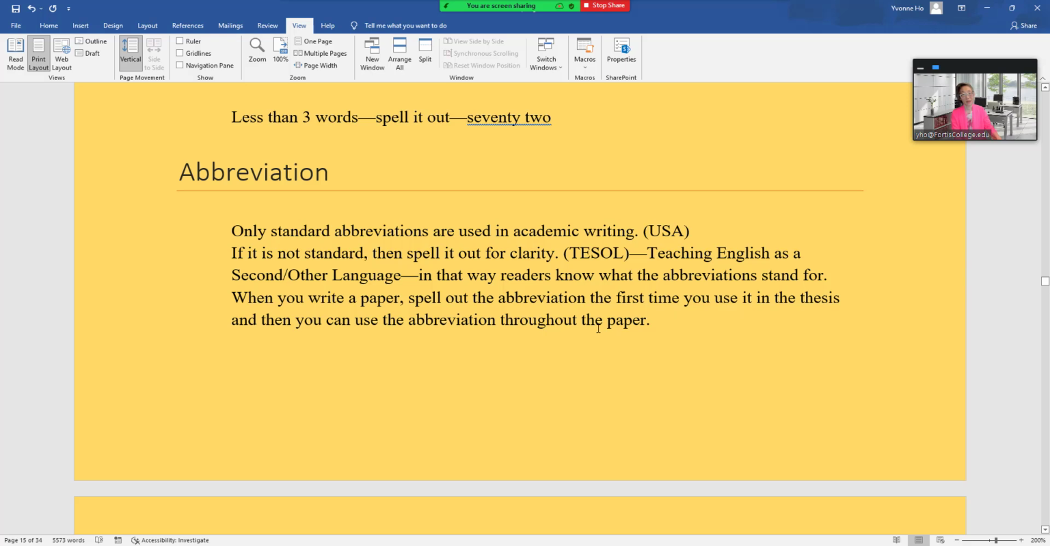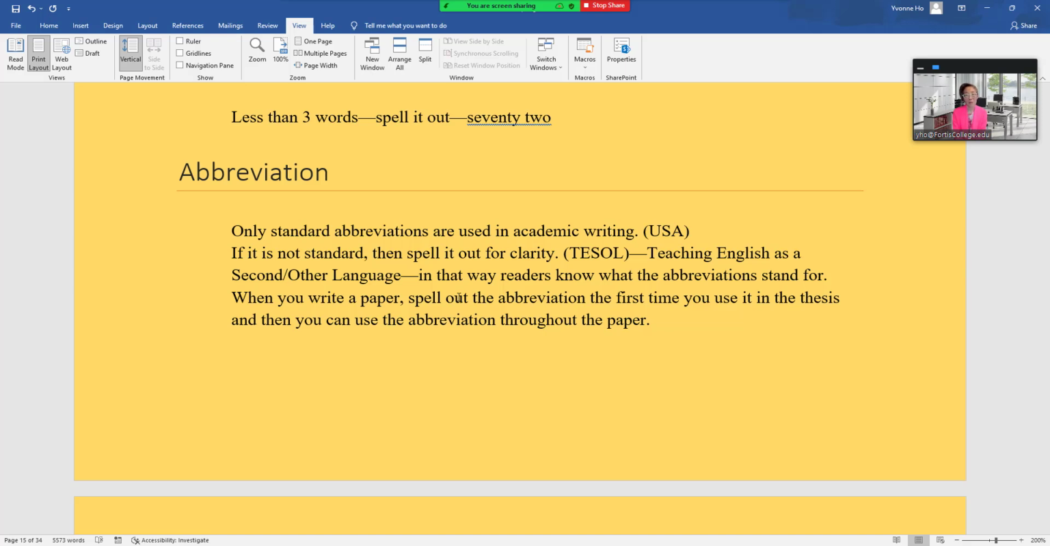And this is the last topic for your practice, for your week 5 quiz. Standard abbreviations. Only standard abbreviations are used in academic writing. If it is not standard or it's not clear, always spell out your abbreviation the first time you use it in a paper. So for example, TESOL stands for Teaching English as a Second Language. And then after you spell it out the first time, then you can write in TESOL for the rest of the paper. In that way, the readers know what the abbreviations stand for.